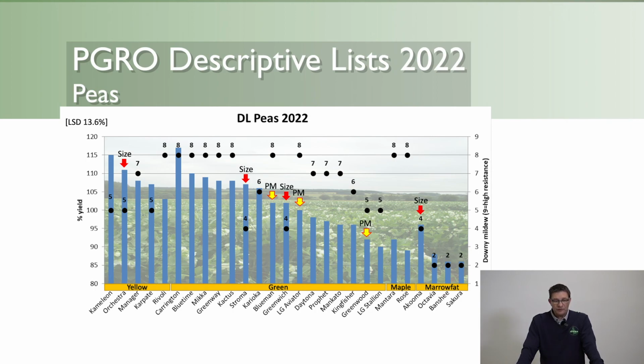We've also got 3 varieties in there that have really good resistance to powdery mildew. We've got Blue Man and LG Aviator, which both show really good resistance to powdery mildew. Greenwood is the other variety that has good resistance to powdery mildew. I wouldn't quite rate it as good as Blue Man and LG Aviator, but still better than most.